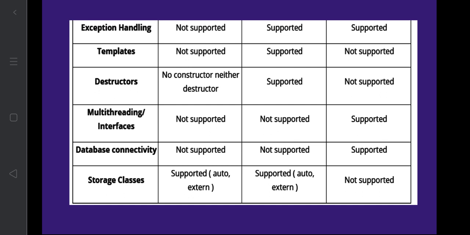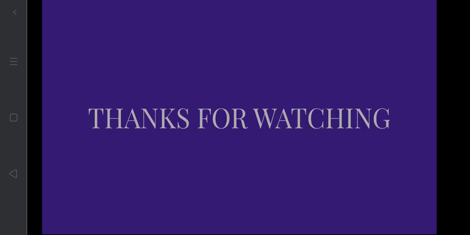And storage classes. Auto and extern and the other storage classes are supported by C, and C++ also supports the same storage classes, whereas Java does not support any storage classes because it has a different way of managing the memory which is used or unused, that is done by the garbage collection.